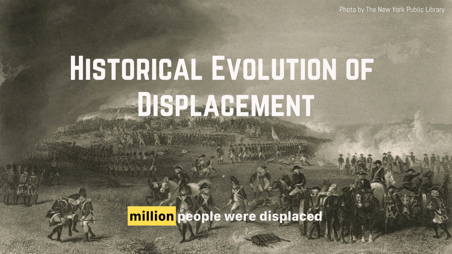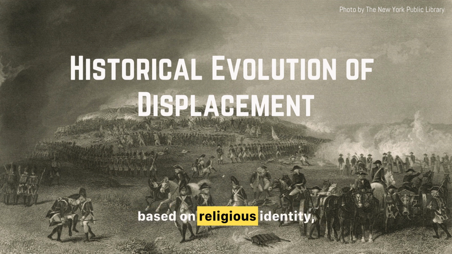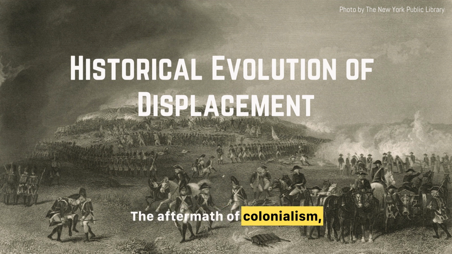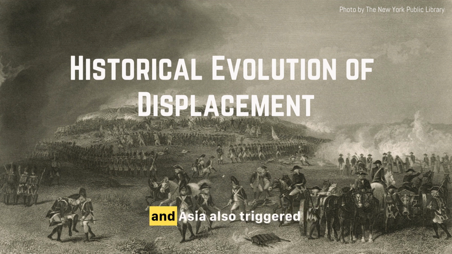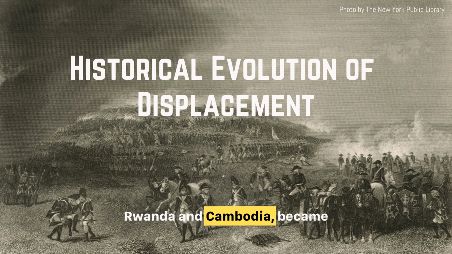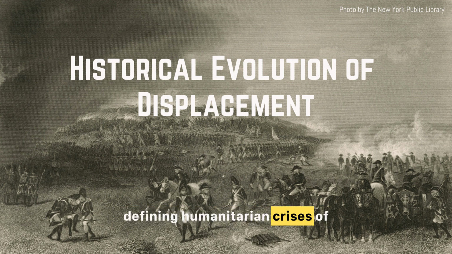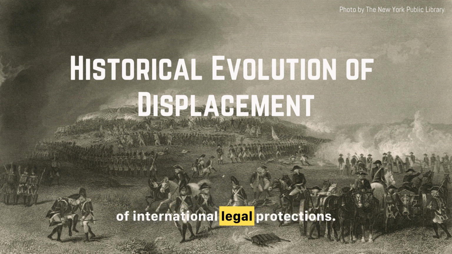Over 14 million people were displaced based on religious identity, and communal violence claimed hundreds of thousands of lives. The aftermath of colonialism, Cold War, proxy wars, and decolonization in Africa and Asia also triggered waves of forced migration. Civil wars, famines, and genocides, such as in Rwanda and Cambodia, became defining humanitarian crises of the late 20th century. These events laid the groundwork for the development of international legal protections.